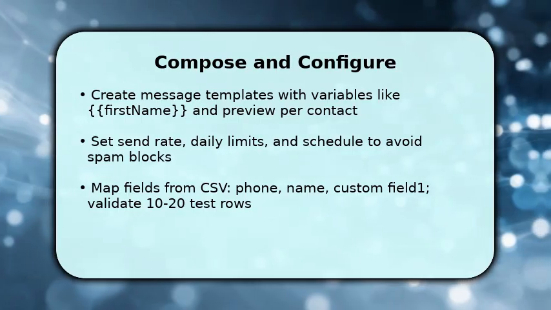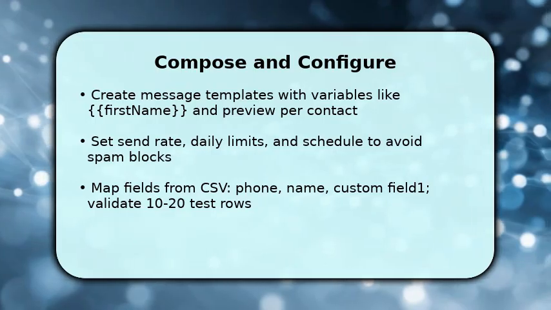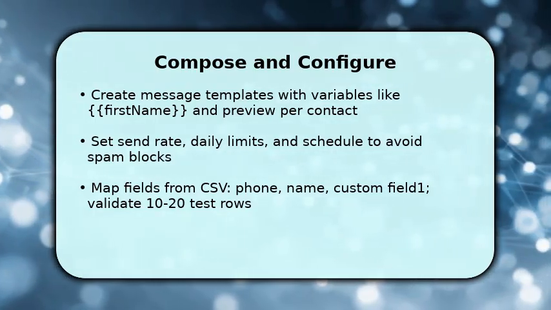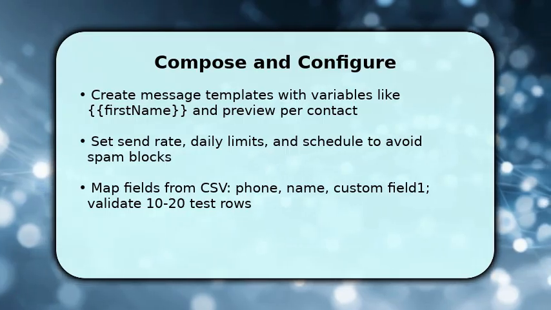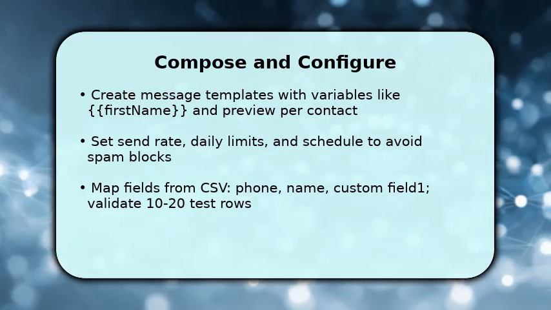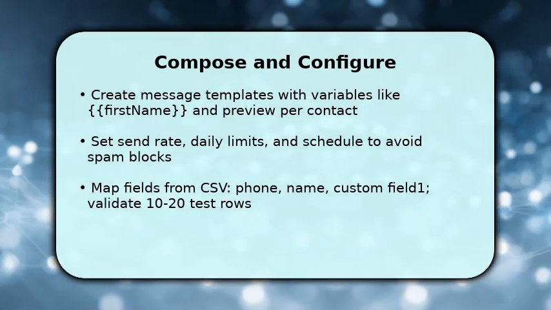Then configure sending parameters: set a safe send rate, daily caps, and schedule windows to mimic natural behavior and reduce risk of blocks. Make sure to map CSV columns to the extension fields, phone number, name, and any custom fields, and validate a small batch of 10-20 test rows to catch formatting errors early.